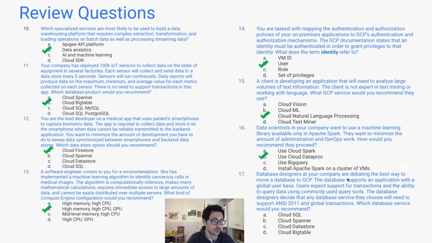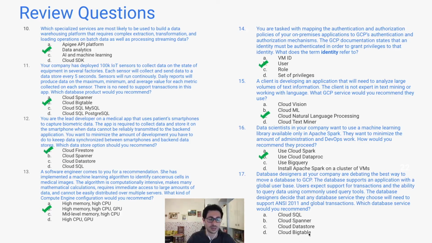Database designers at your company are debating the best way to move a database to GCP. The database supports an application with a global user base. Users expect support for transactions and the ability to query data using commonly used query tools. The database designers decide that any database service they choose will need to support ANSI 2011 and global transactions. Which database service would you recommend?